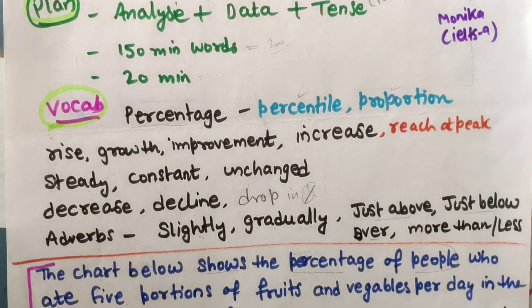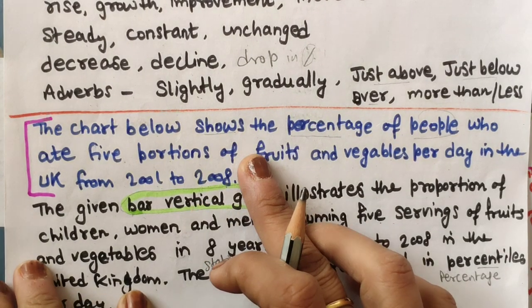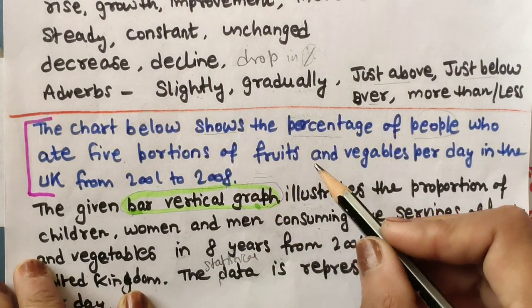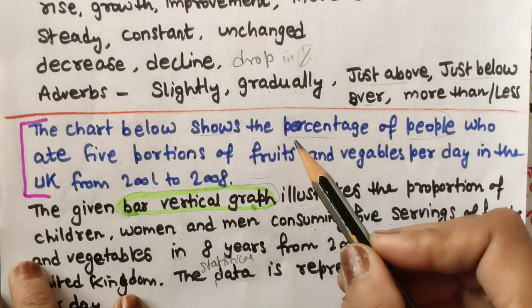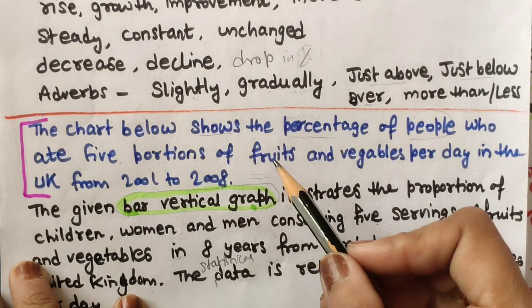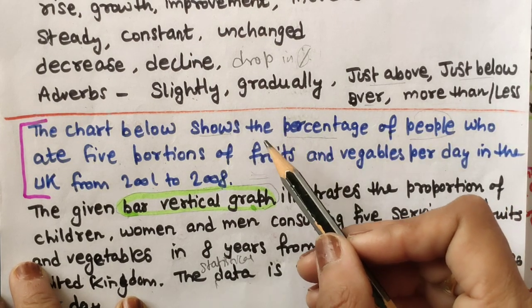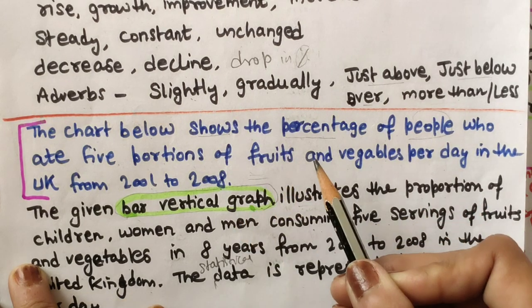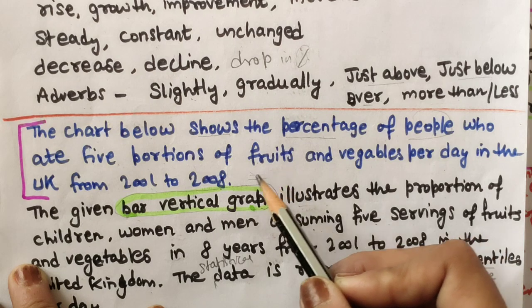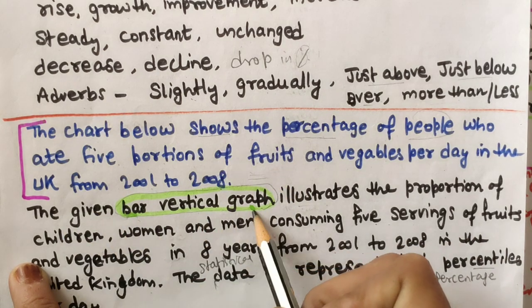So how to write the introduction? In writing task 1 and 2 in IELTS, you need to paraphrase the question statement in the introduction. Paraphrase means you need to change some words, not every word. For every word we will not find a synonym. So you will paraphrase the question statement by changing some words. Here I have written, the given bar vertical graph.